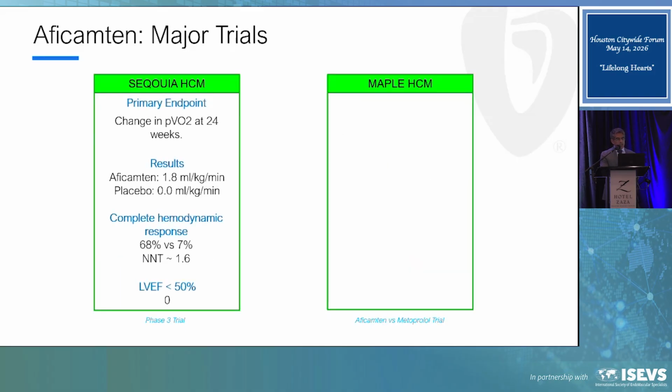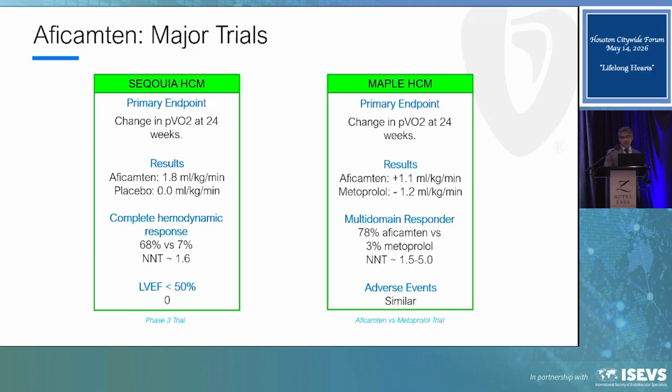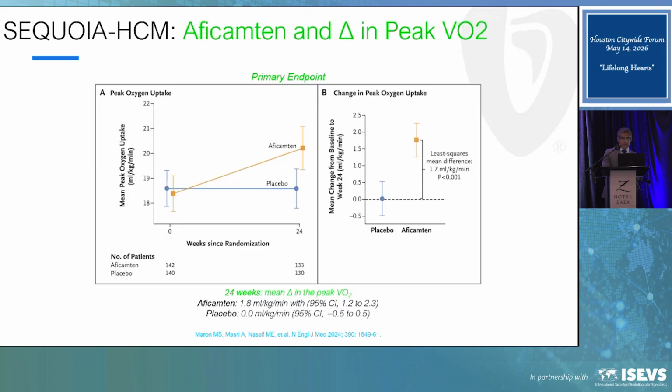SEQUOIA, which was just more recently published, showed improvements in peak VO2. The number needed to treat was about 1.6, and a decrease in EF less than 50 was seen in no patients. And we'll talk about MAPLE-HCM, which looked at a paradigm shift in HCM management, which looked at beta blockers versus aficamten. So this is the SEQUOIA trial.